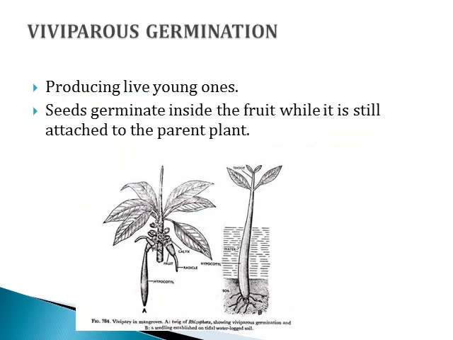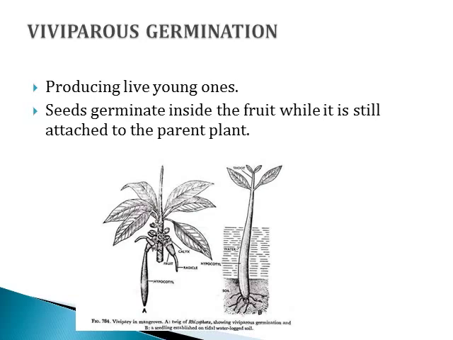The next type is viviparous germination. What is viviparous? Producing live young ones. Just like mammals give birth directly to the young ones, likewise some plants germinate the seed while still on the plant, giving birth to live young ones.